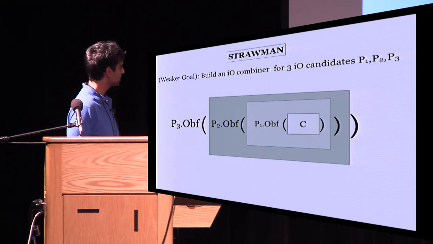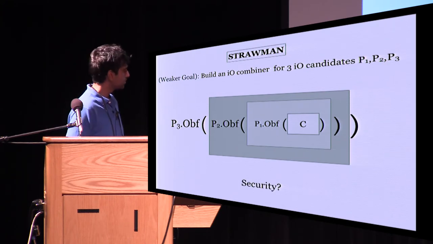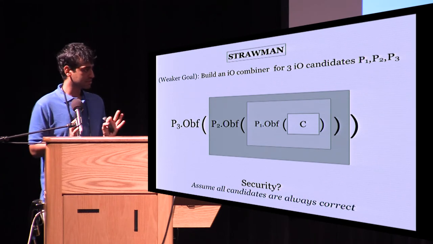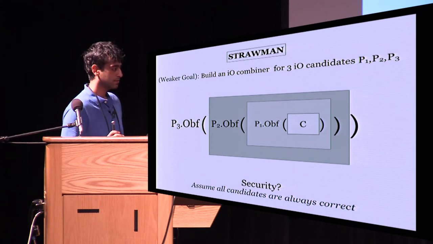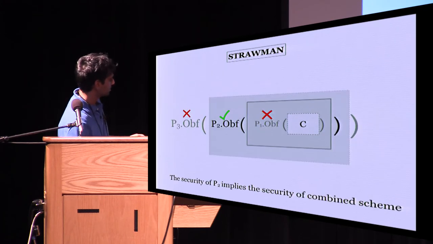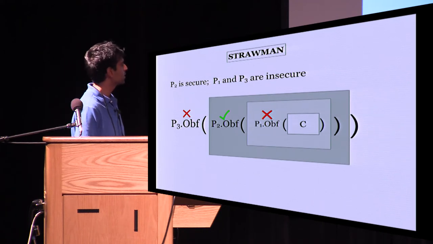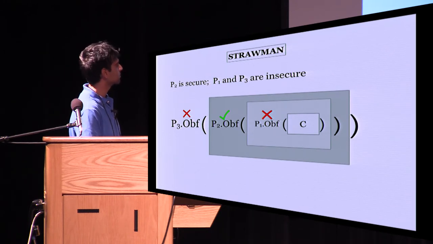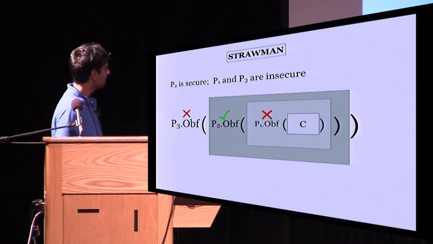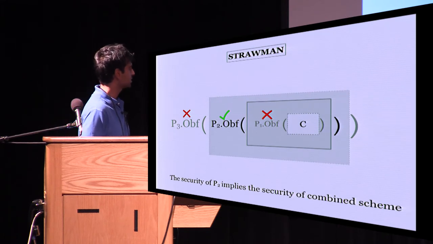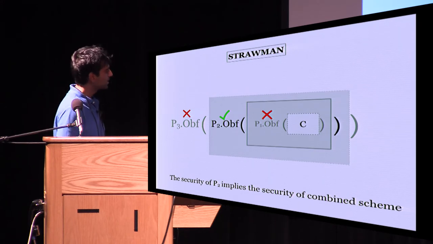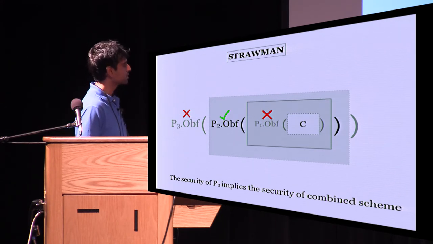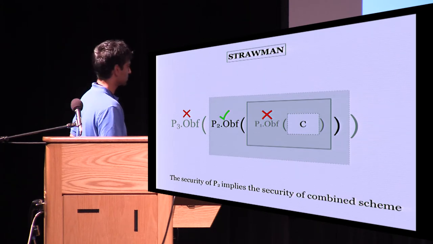Let's see whether it works or not. The question is whether it's secure. For simplicity, let's just assume that all the candidates P1, P2, and P3 are correct. Let's take a simple case where P2 is secure, but P1 and P3 are not secure. But note that all three candidates are correct. It's an easy exercise to show that the security of P2 implies the security of the combined scheme. And you'll realize that it is crucial that P1 satisfies the correctness property in order to prove this statement.